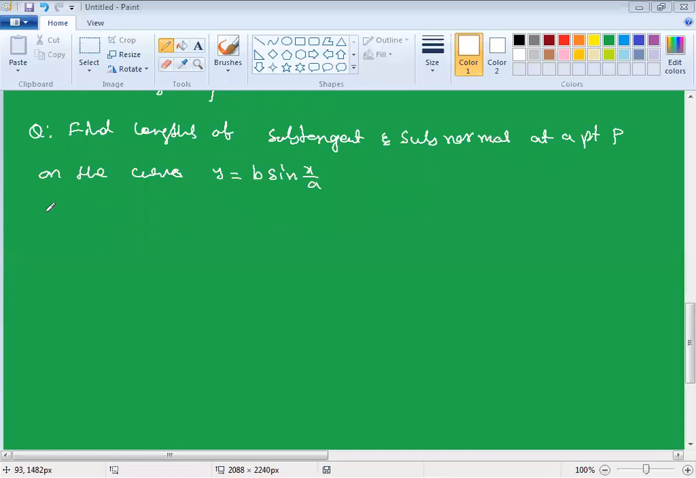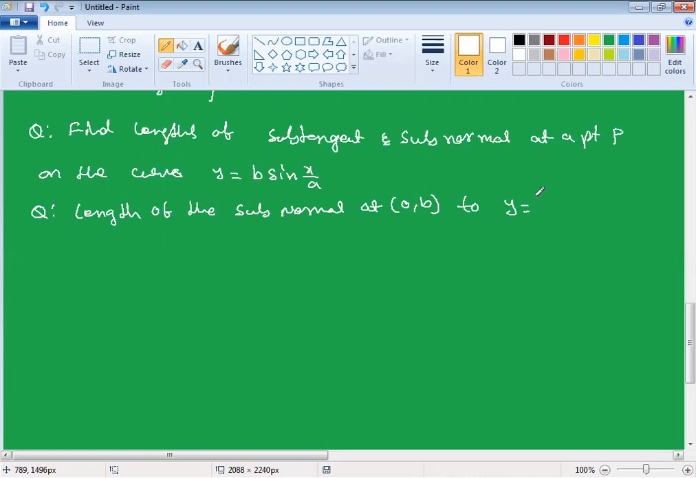The question is: length of the subnormal. Length of the subnormal at (0, b) to the curve y equal to b e power minus x by a.